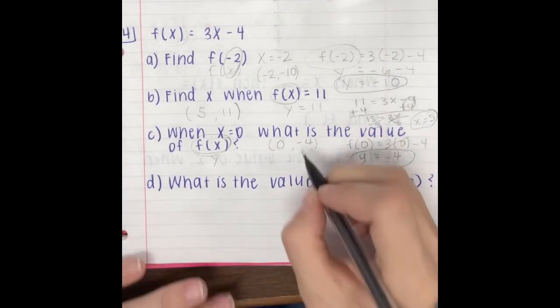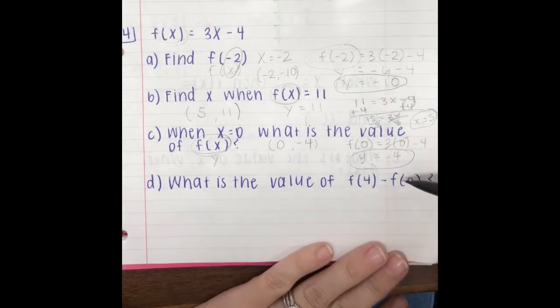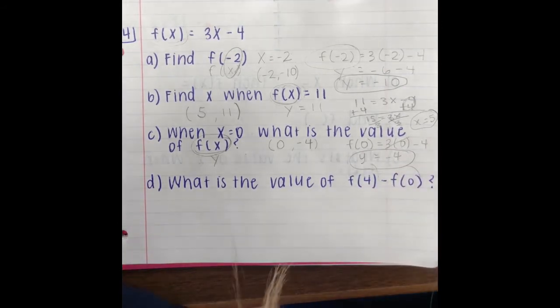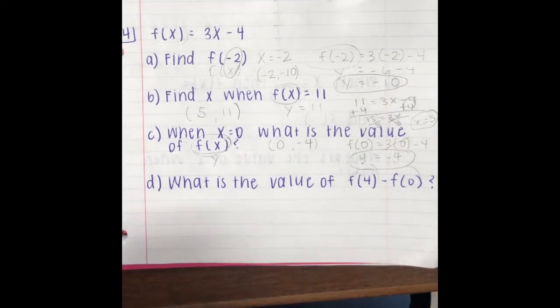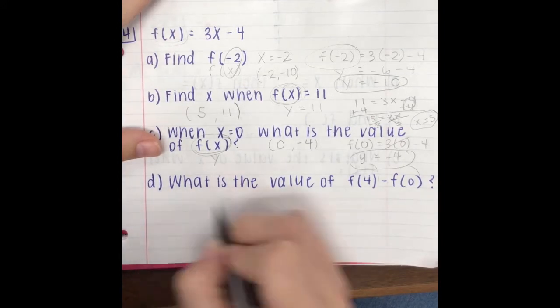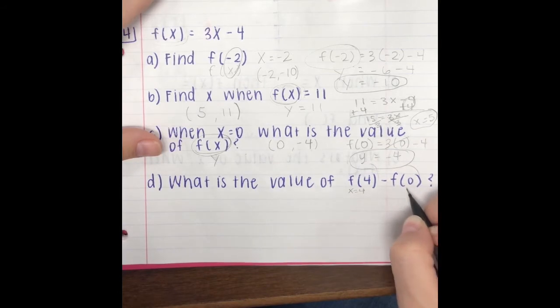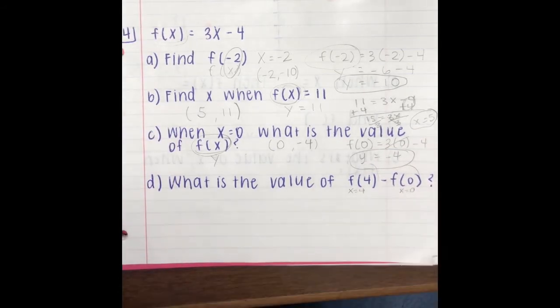Okay, and last but not least, what is the value of f of 4 minus f of 0? You have two of these, f of 4 and f of 0. You have to do both, so you're going to have two different things. What that means is for f of 4, this tells us x is 4. F of 0 tells me x equals 0. We want to figure out the y value when x is 4 minus the y value when x is 0.